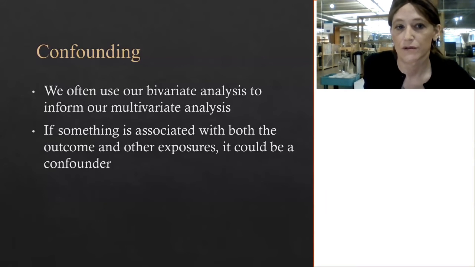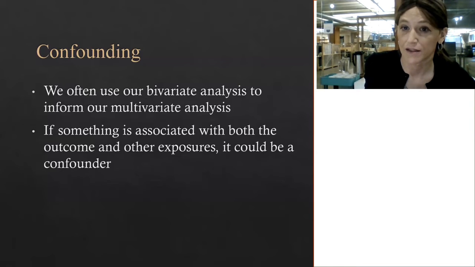So we often use our bivariate analysis to inform our multivariate analysis. And so we want to identify all those factors that could be potential confounders. If something is associated with both the outcome and other exposures, it could be a confounder. So we would want to include that in a final model. So in homework 2, when I said what were the most important variables, what I really meant were what are all the things that are related to the outcome that we may want to use in multivariate analysis.